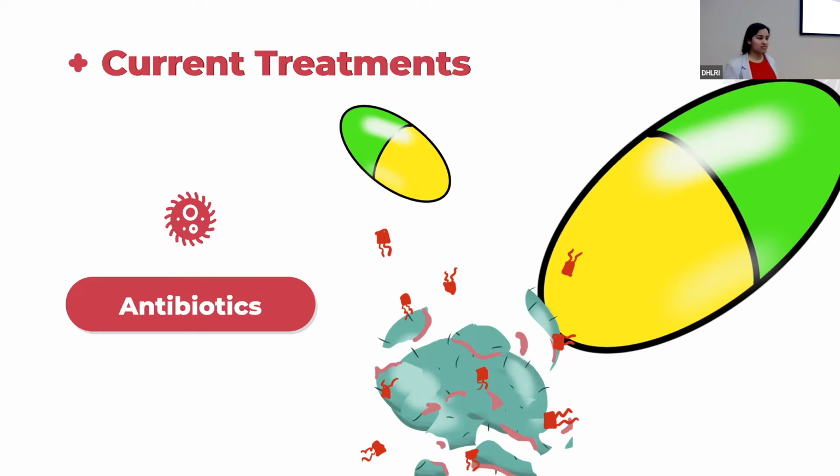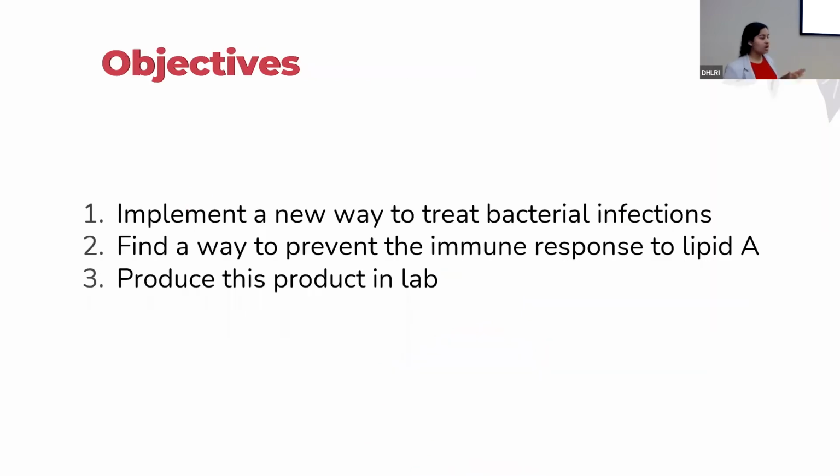So now our question becomes, how can we work to, 1, resolve bacterial infections, and 2, prevent the immune system's overreaction to lipid A? And this leads to the 3 objectives that I want to talk to you guys about today. 1, implementing a new way to treat bacterial infections. 2, finding a way to prevent the immune system's response to lipid A. And 3, once we have those 2 things figured out, finding a feasible way to produce whatever product will work for this in lab.